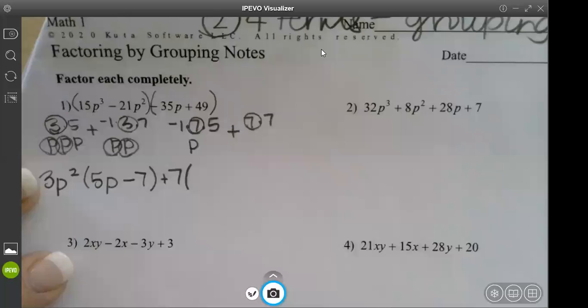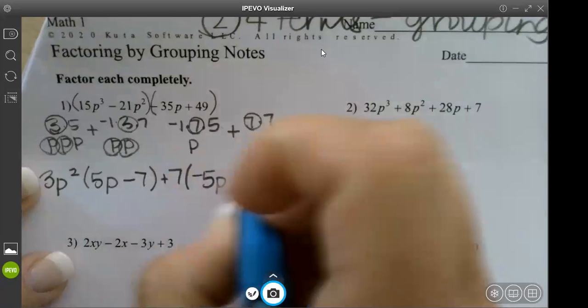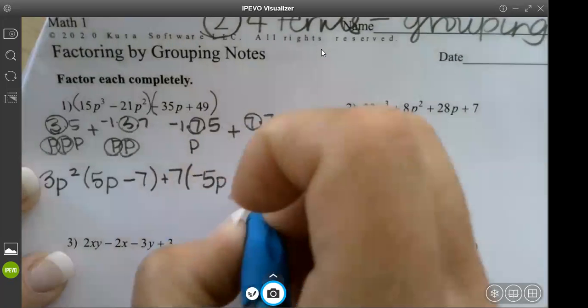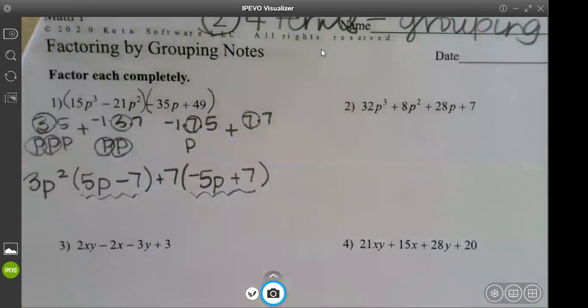We have a -1 times 5, which is a -5p. And we have a 7. Now look at your parentheses. What do you notice? They're almost the same, right? Because it flipped. Yeah, we want them the same, okay? We want them to look exactly the same. That's how you know you did it right.